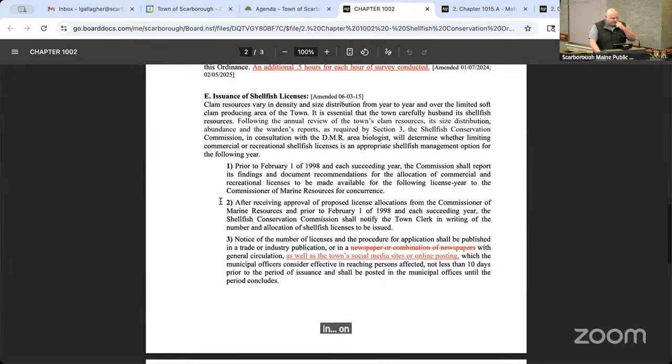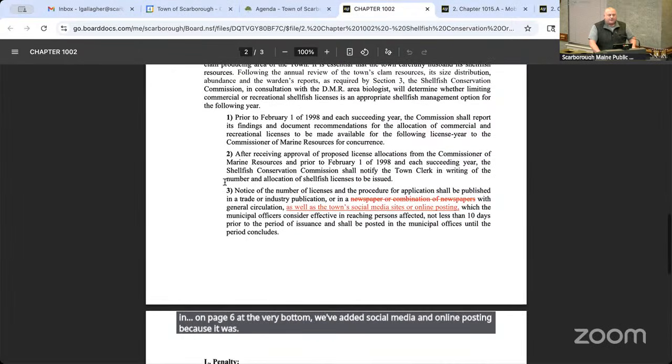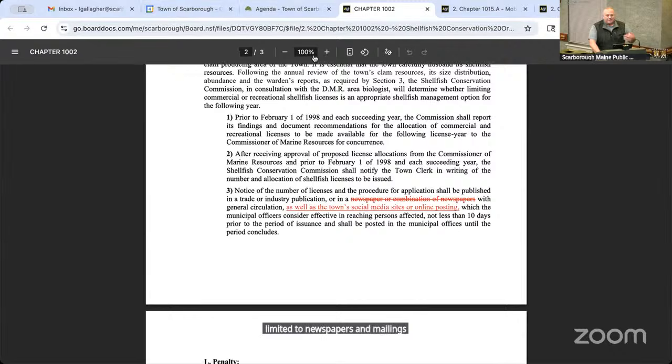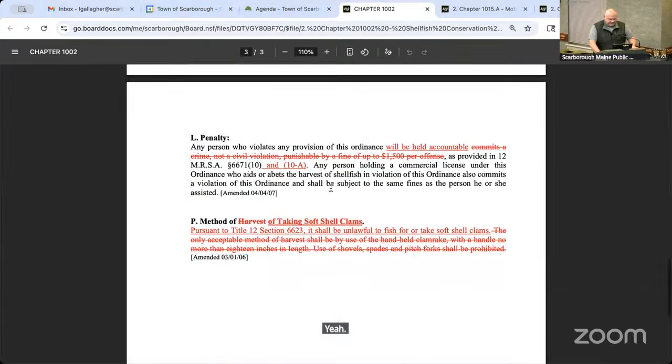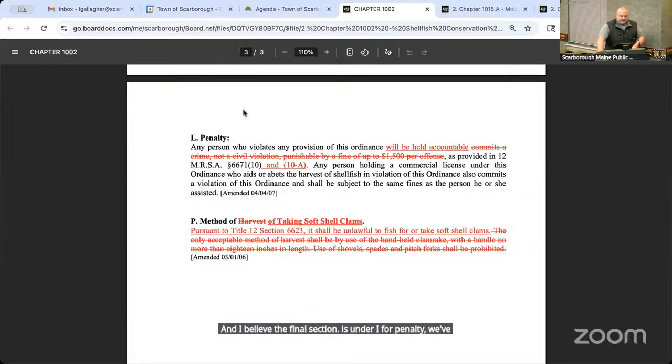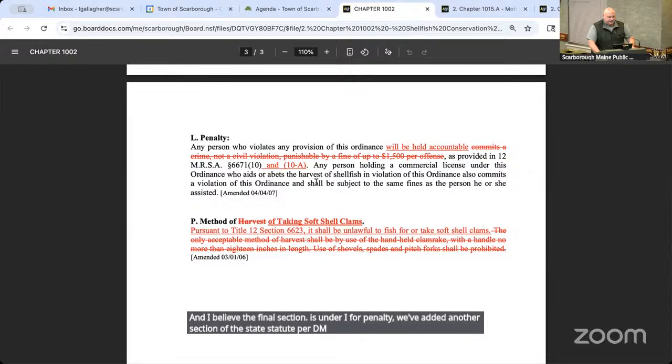On page 6 at the very bottom, we've added social media and online posting because it was limited to newspapers and mailings and such. So we're coming into the 21st century. And I believe the final section is under I for penalty. We've added another section of the state statute per DMR's request to be in compliance. And finally, under the method of harvesting, we've basically taken the state language and placed it in there.